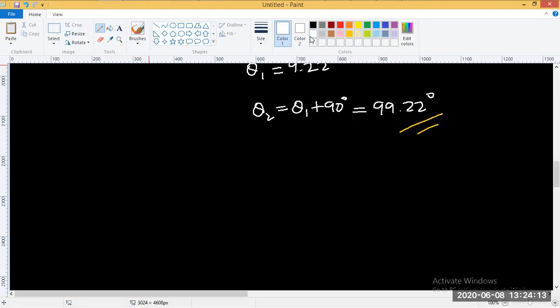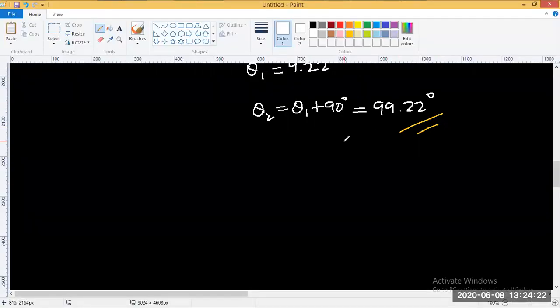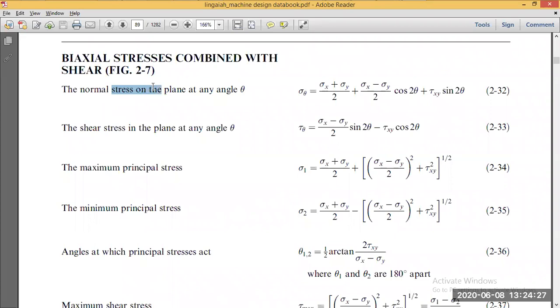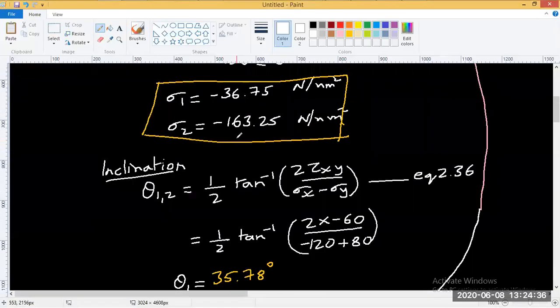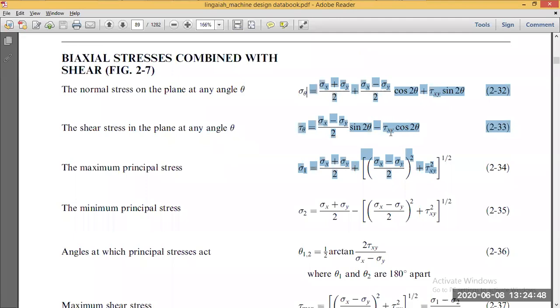Then one last thing remains as we go back to the question. We are finding the normal stresses, sigma theta and tau theta. So for sigma theta and tau theta, you can go back to the data handbook and you can see here normal stresses on a plane at any angle, shear stress on a plane at any angle. Suppose you want to find in the question what is the stress at a particular angle. At each and every point, you can just give an angle theta and plug it into these two equations, so you get your respective values. Okay. Let's do that.